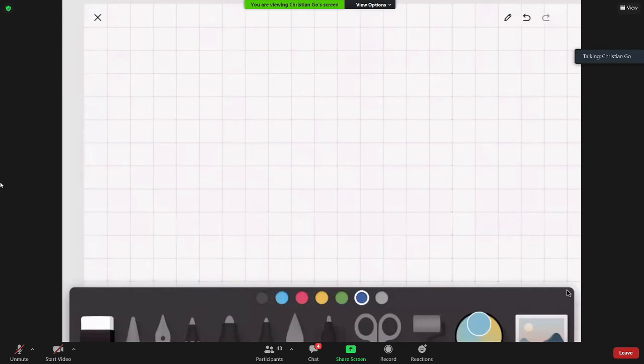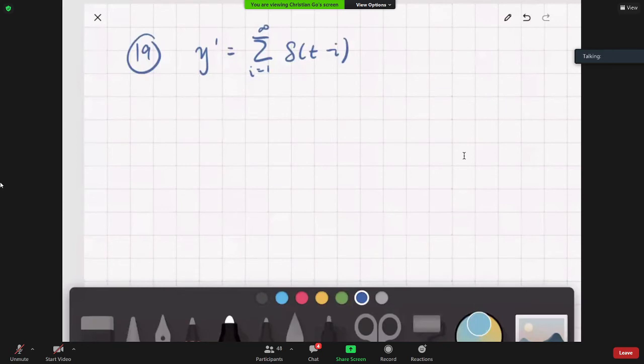in the drills. Problem 19 is solve the differential equation. So I think we have a bit of time today, so I'm just going to go ahead and do this. Let me fire up the file. Solve the differential equation y prime is equal to the sum from i equals 1 to infinity of delta t minus i, where your initial condition is y0 is equal to 0.